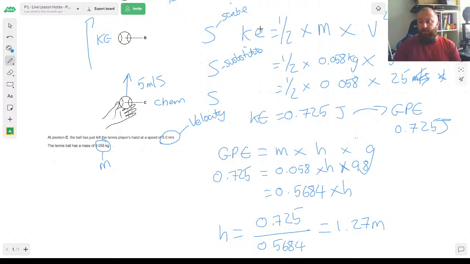I started off going through kinetic energy. I used the formula. Notice for each of these I followed the 3 S's. I scribed the formula, so I copied the formula. I substituted in the values or the data, and then I went through and solved it. And actually from this information I worked out how high you could throw the ball to.